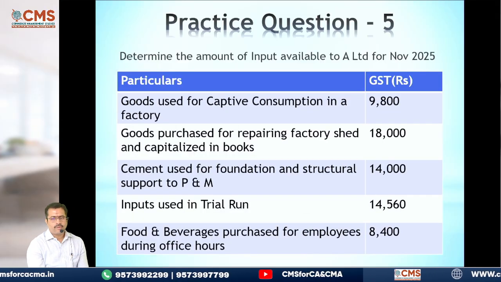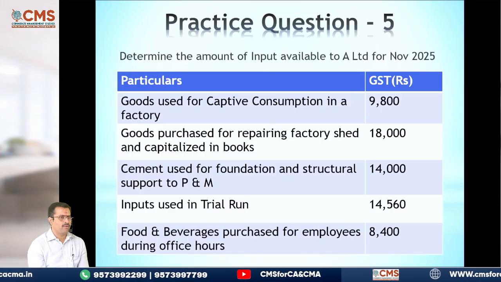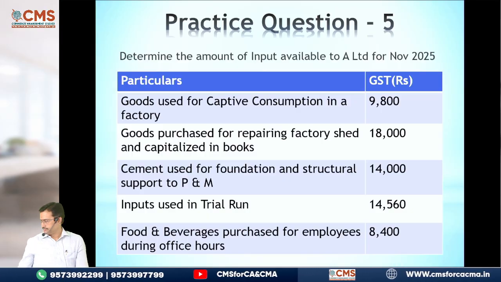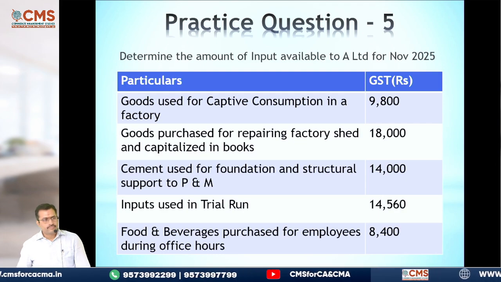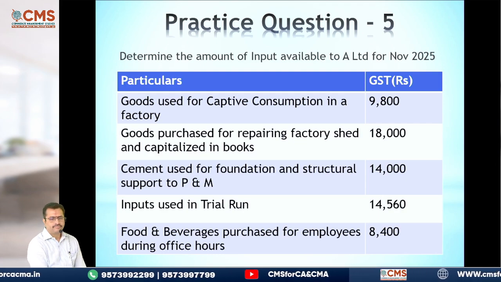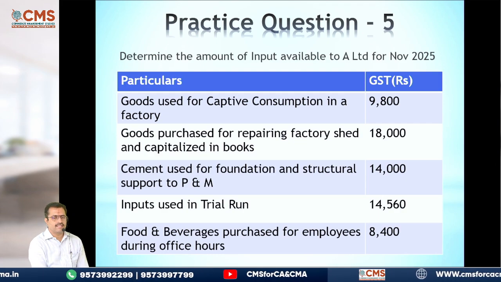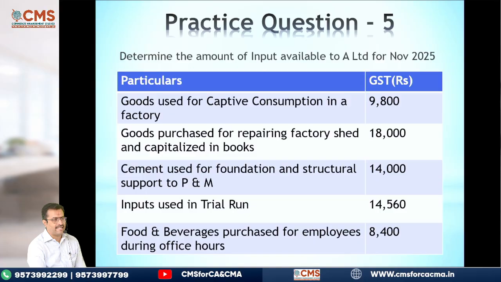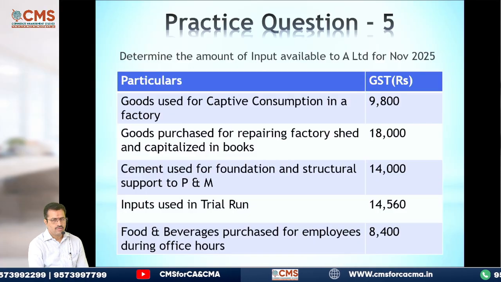Then practice question number 5. Come on, I want you to read this and tell me the answer once again. Chalo, tell me the answer then. Goods used for captive consumption in a factory. Come on. Yes, ITC is available. Goods purchased for repairing the factory shed and capitalized in the books. Available or not?